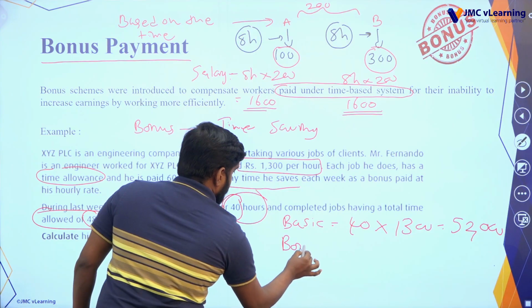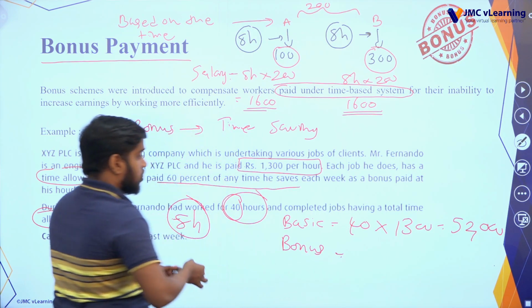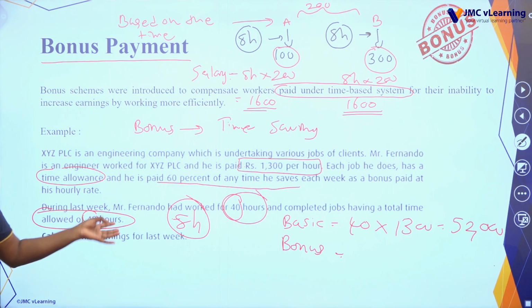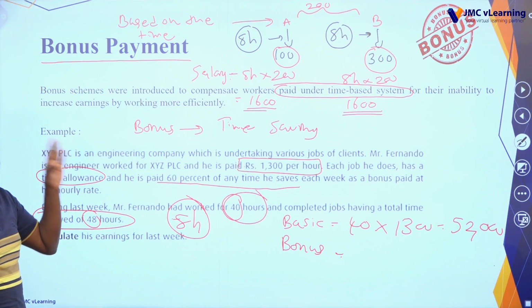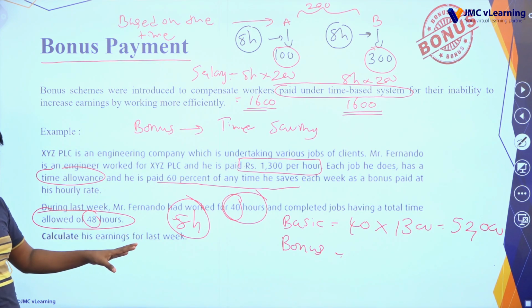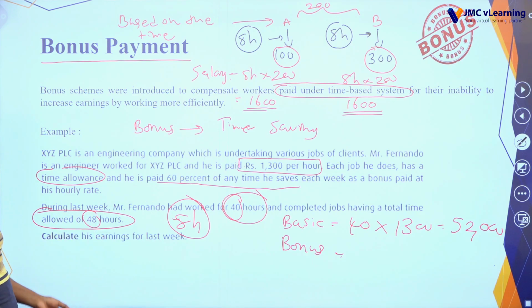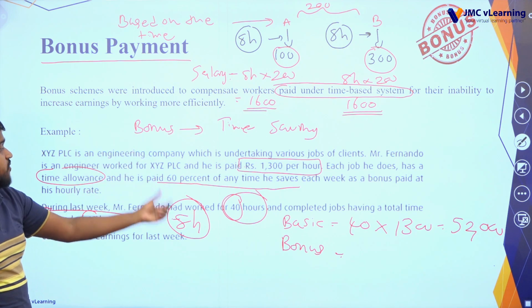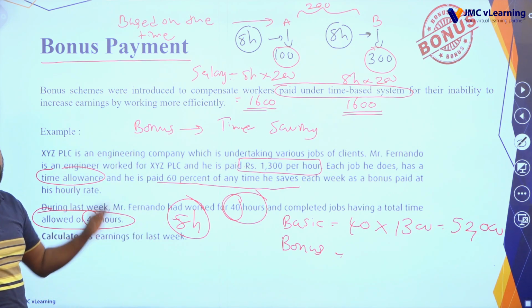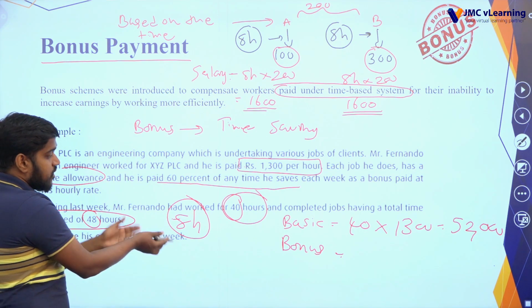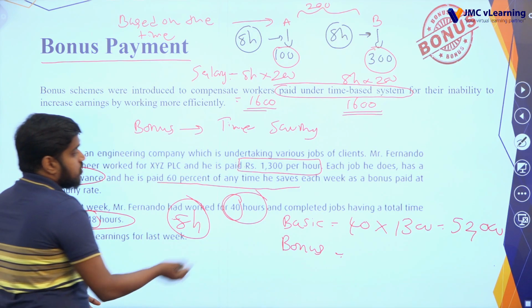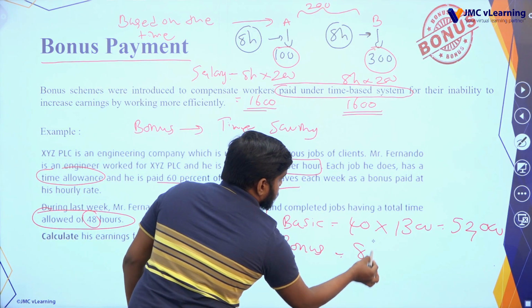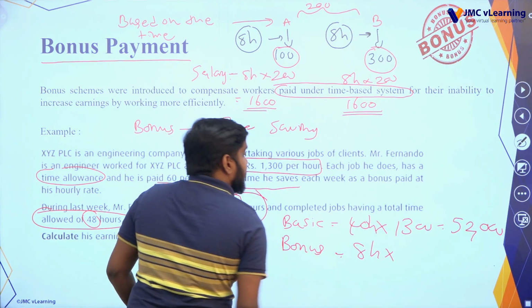We need to calculate bonus payment. As I mentioned, we need to calculate bonus payment based on the time saved. As per this information, the allocated time for this task is 48 hours, but Mr. Fernando only used 40 hours. That means he saved 8 hours for the organization. Therefore, his saved hours is 8 hours.